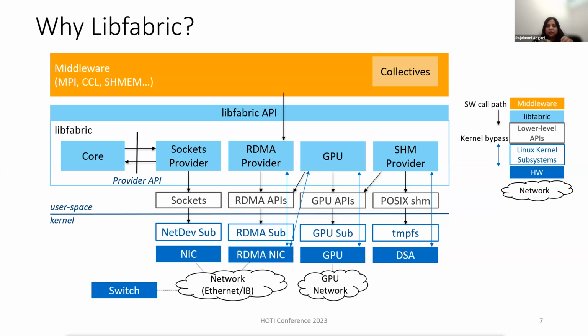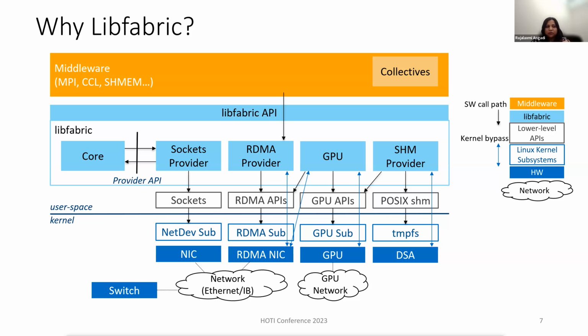So you see there is a socket provider for the socket subsystem for an Ethernet kind of interface. There is an RDMA provider that will cover verbs, RoCE type of RDMA-based interfaces. There is a GPU provider that can cater to the GPU subsystems. And then there is a shared memory semantic.